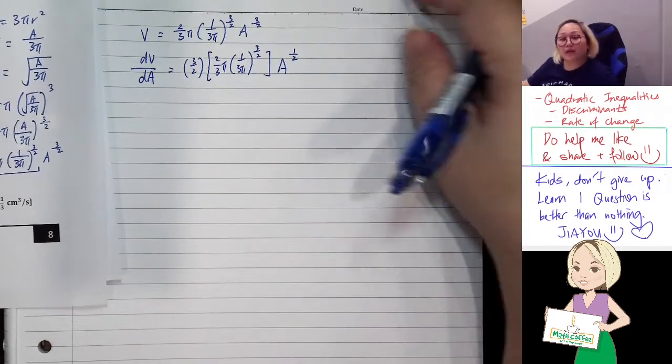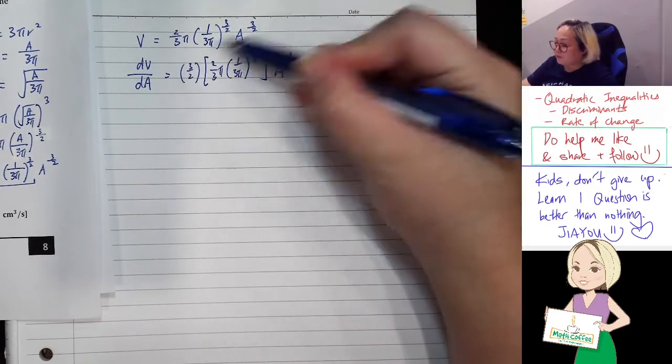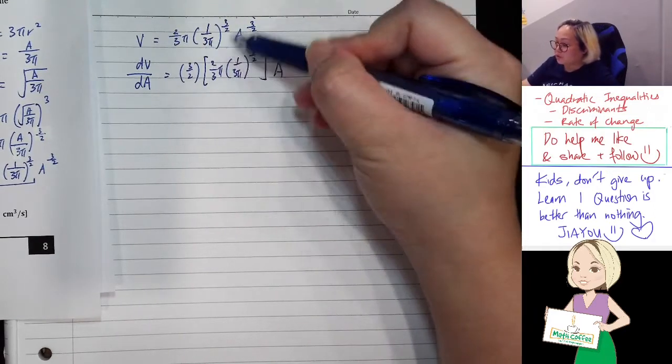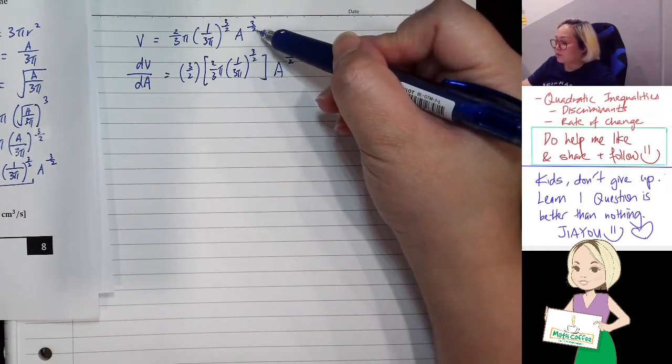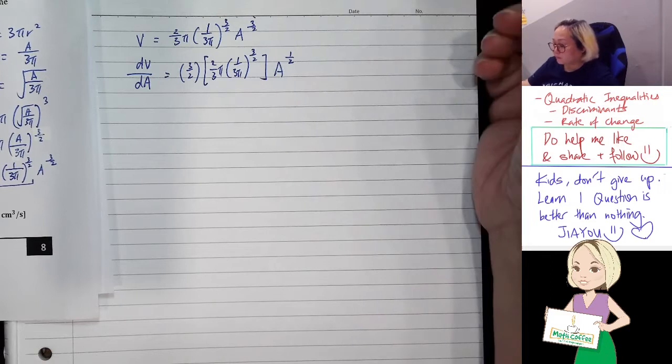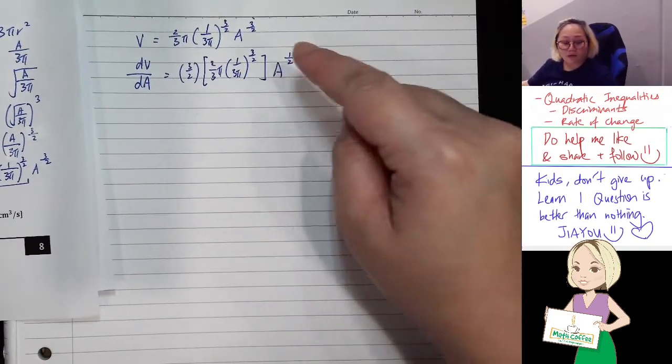Okay, can you understand how I differentiate? All I did was bring the 3 over 2 down. So 3 over 2 multiplied by this whole constant. Then this one, power minus 1. 3 over 2 minus 1 is half. Then I'm going to simplify this by keying this whole thing into the calculator.